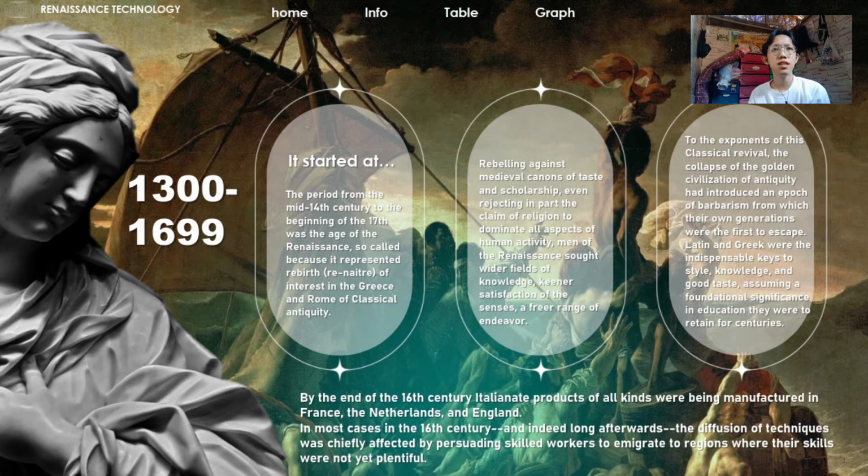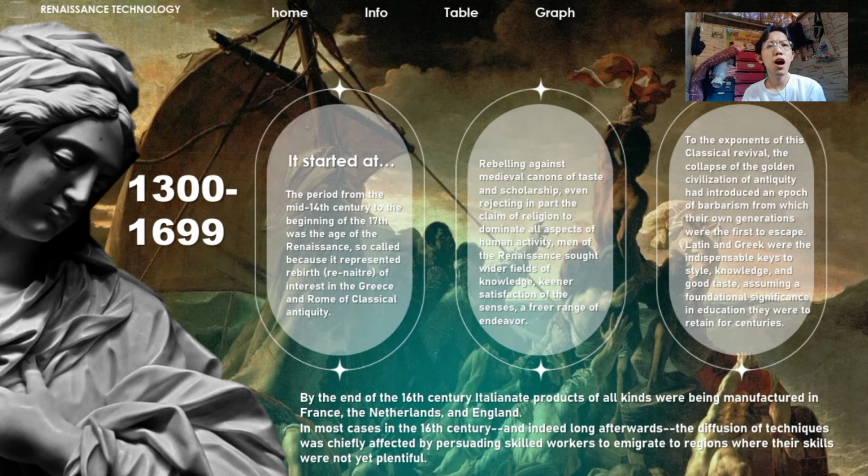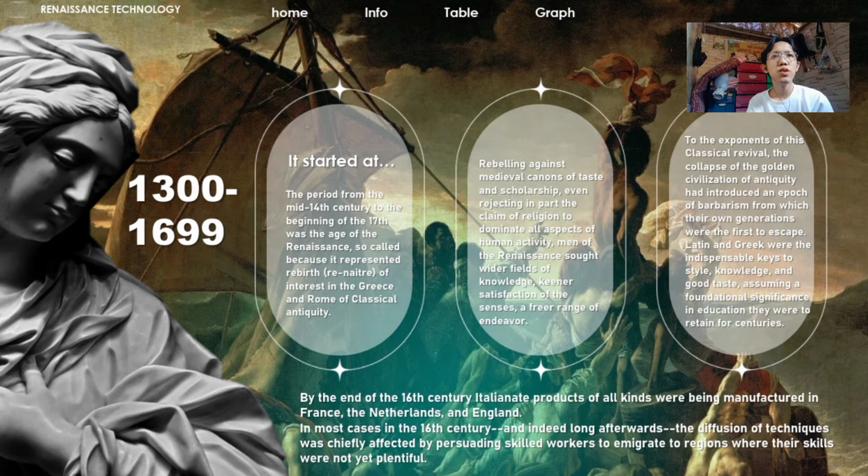Artists, writers, scientists, and even the more refined craftsmen looked to the past for inspiration and examples on which to model their own work. So the meaning of this is that the artists, writers, scientists, and bright craftsmen used their past experiences to apply to their work. And with that, Latin and Greek were the indispensable keys to style, knowledge, and good taste. Assuming a foundational significance in education, they were to retain it for centuries. So, Latin and Greek are the keys to the knowledge of the people.